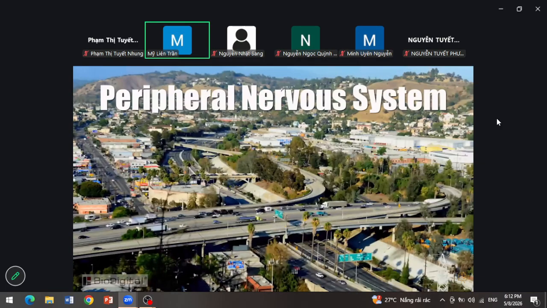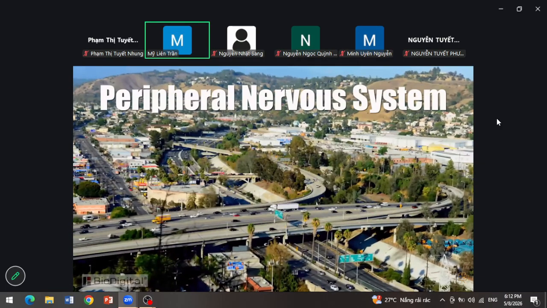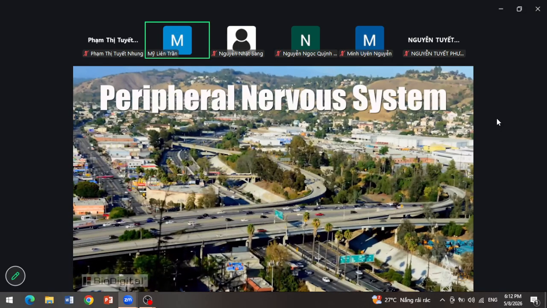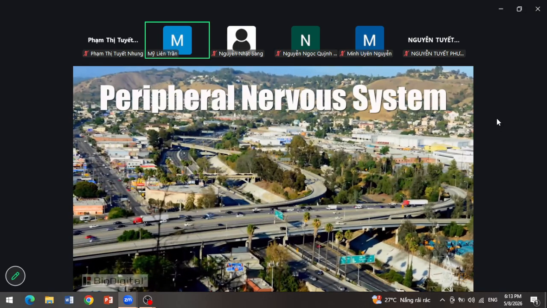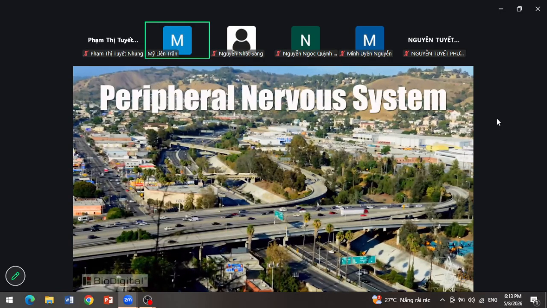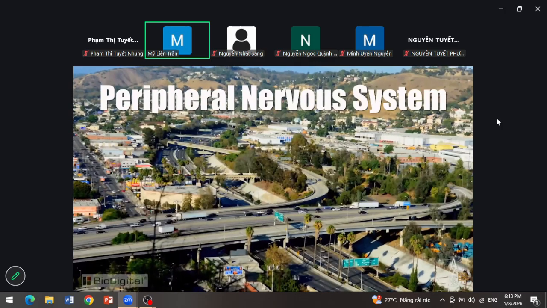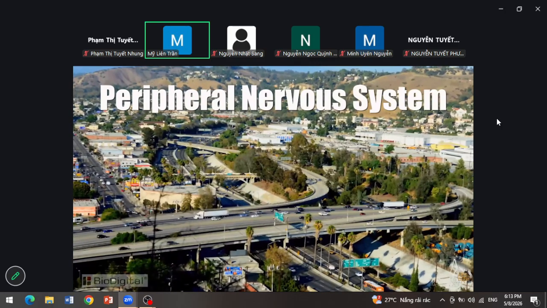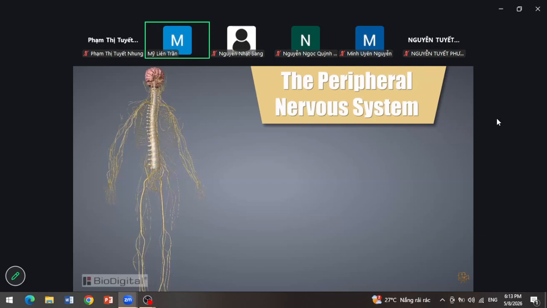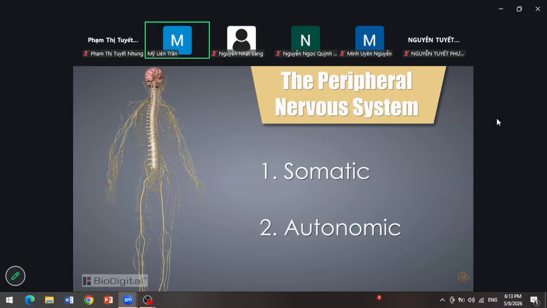Now, within this elaborate system of nerves, neurons, and dendrites, there is a system that regulates the functions of the central nervous system, which lie outside its major components, such as the brain and the spinal cord. This system is known as the peripheral nervous system and is subdivided into 2 smaller systems: the somatic system and the autonomic nervous system.